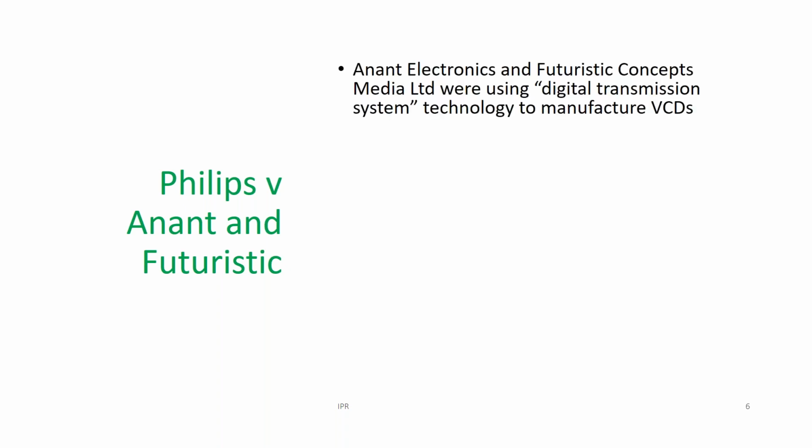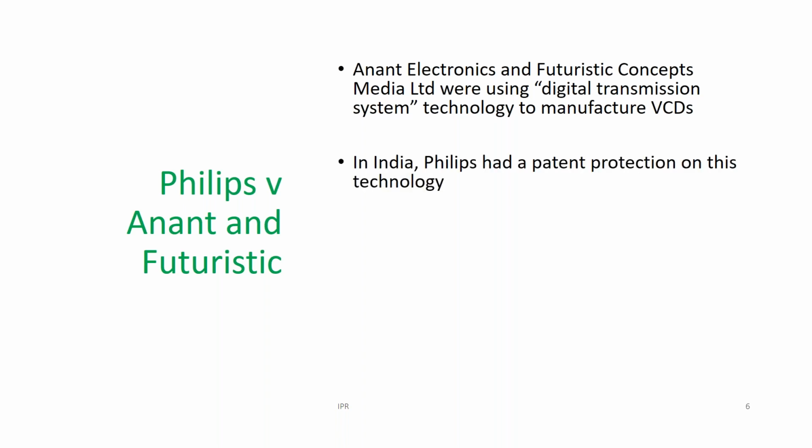This is an Indian case where two companies, Anand Electronics and Futuristic Concepts Media Limited, were using digital transmission system technology to manufacture VCDs. But they didn't realize, and they didn't do any groundwork before manufacturing these VCDs. Later they got to know that Philips already had a patent on these technologies, and you see the consequences. So in India, Philips had patent protection for this technology.